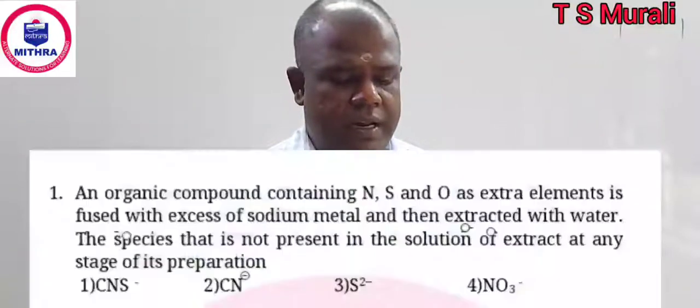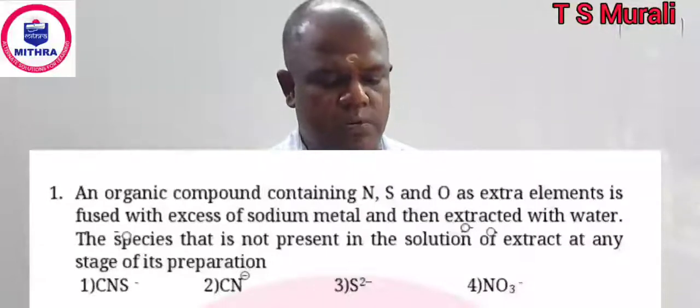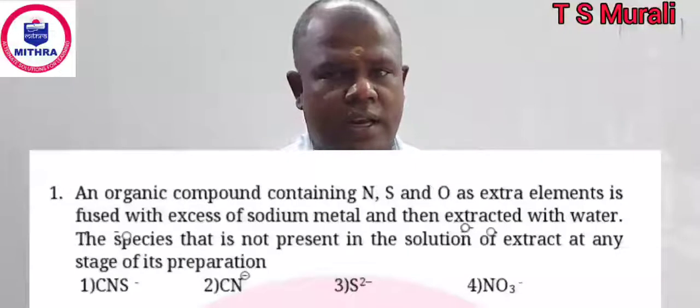The first question is already with you. An organic compound containing nitrogen, sulfur, oxygen as extra elements is fused with metallic sodium and extracted with water. That means we are dealing with Lassaigne's extract. The question: the species that is not present in the solution. Four options were given: CNS minus, CN minus, S2 minus and NO3 minus. You find the answer, I will tell you.